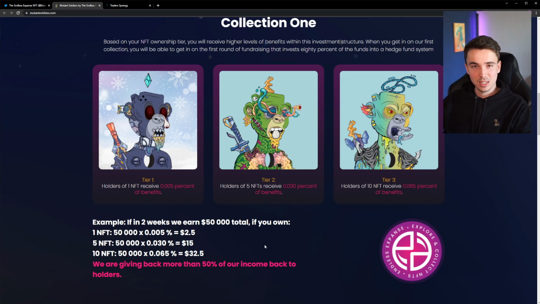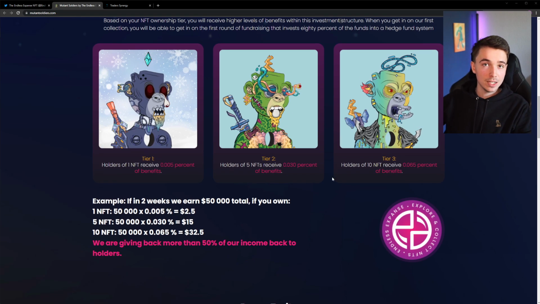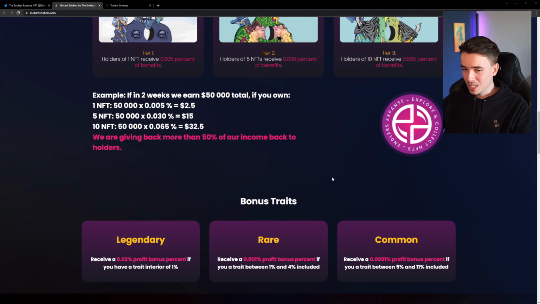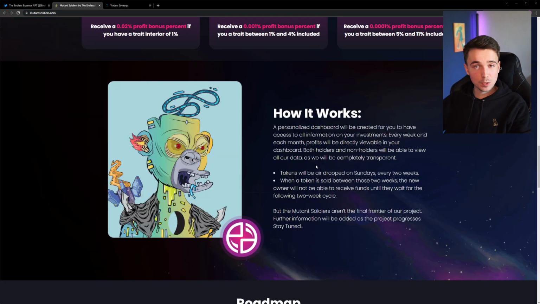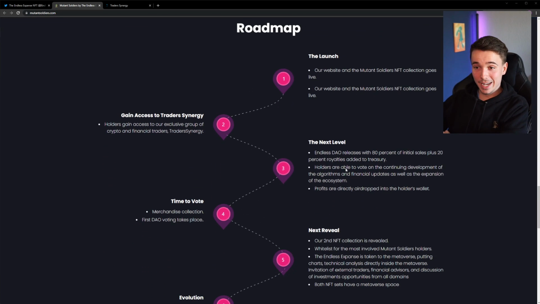are 10k NFTs, meaning that if 1,000 people hold 10 NFTs, they will give back 65% of their entire earnings back to holders. And they don't stop there, because if your NFTs are rare, you will get even more money back for holding those. And those percentages will be airdropped every second Sunday, probably starting on the date of the reveal. And now let's take a look at the roadmap.